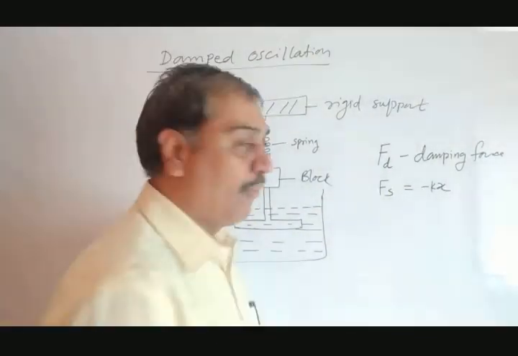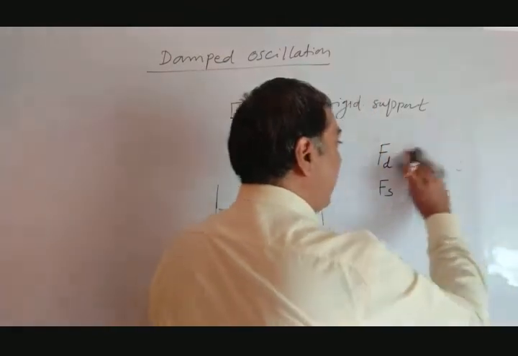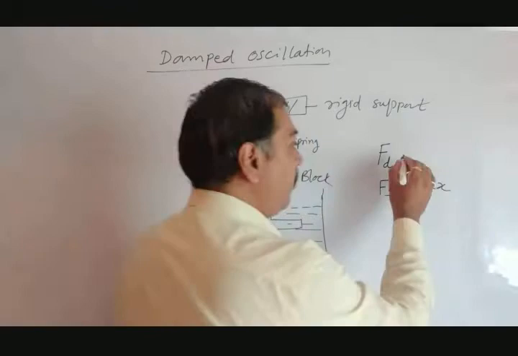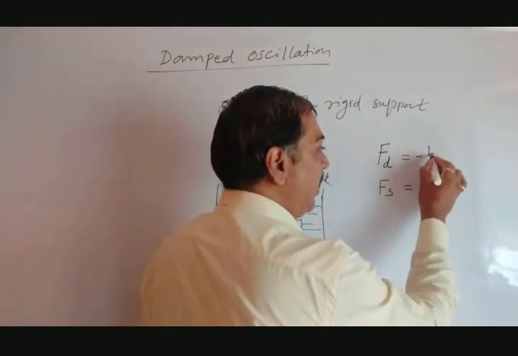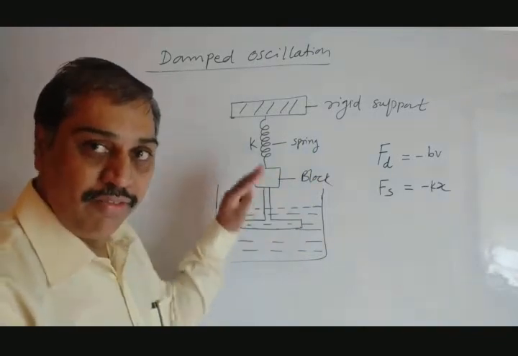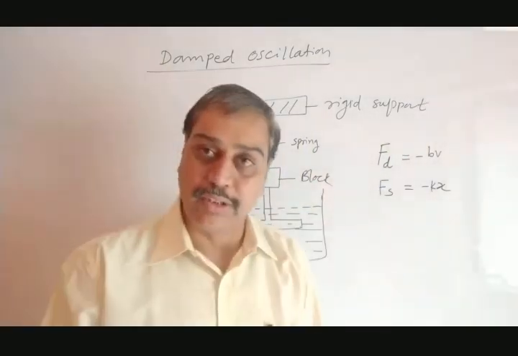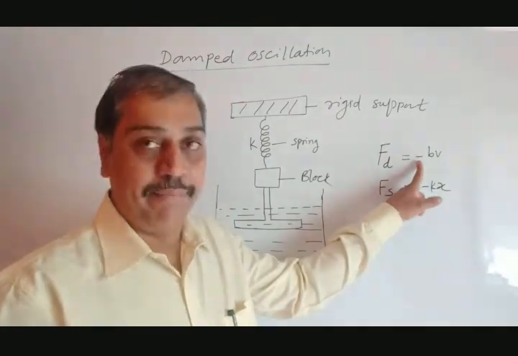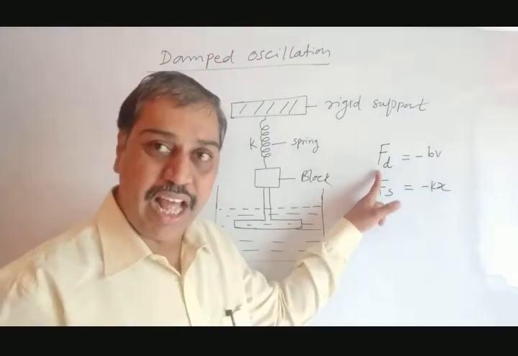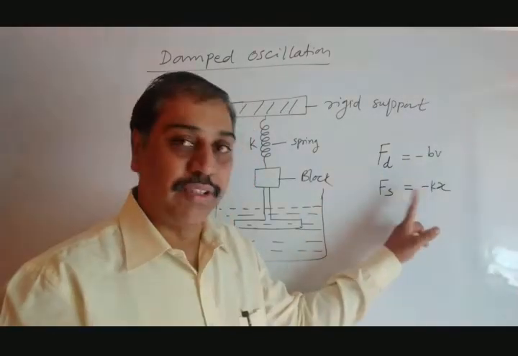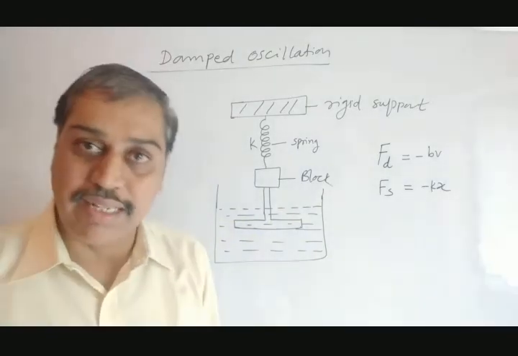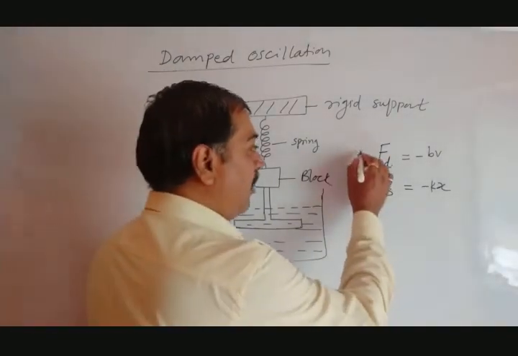Now this damping force can be represented by a mathematical formula. The damping force is equal to minus b into v, where v is the velocity of vibration of this block and b is a constant. The minus sign shows that the velocity and the force are in opposite directions. Here also, this minus sign shows that the force and the displacement are in opposite directions. Now let's see, these are the two forces which act on the block.